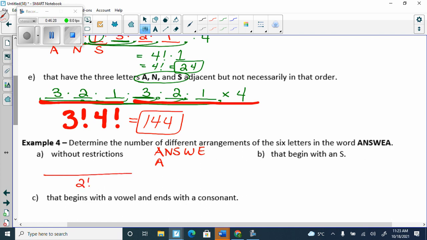So without restrictions means I don't care where the letters are, correct? So how many letters would I have? 1, 2, 3, 4, 5, 6. That hasn't changed. How many letters do I have for this blank?